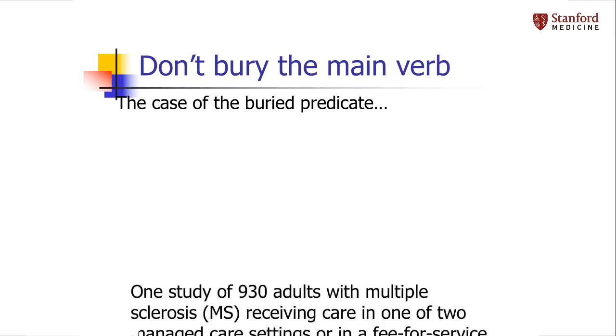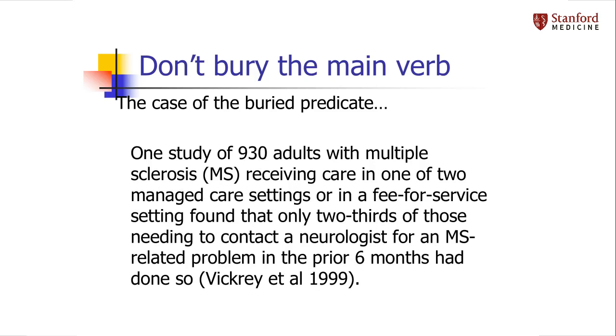I call this the case of the buried predicate. The sentence is hard to read. It says, one study of 930 adults with multiple sclerosis, MS, receiving care in one of two managed care settings or in a fee-for-service setting found that only 2/3 of those needing to contact a neurologist for an MS-related problem in the prior 6 months had done so. Notice how difficult that sentence is to make sense of.